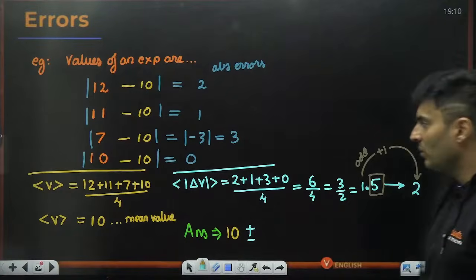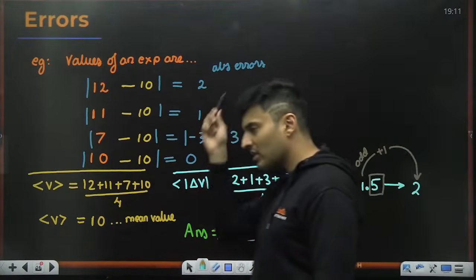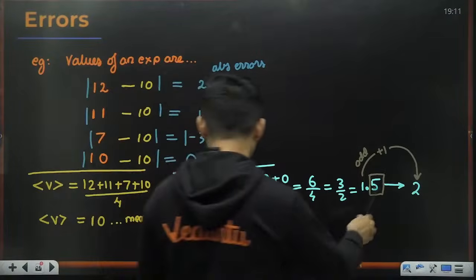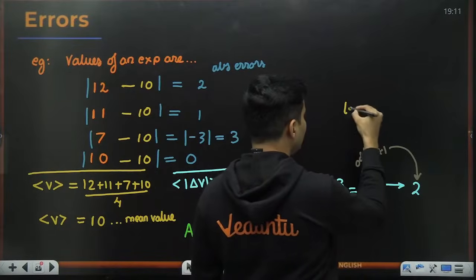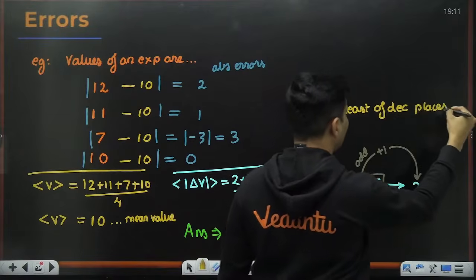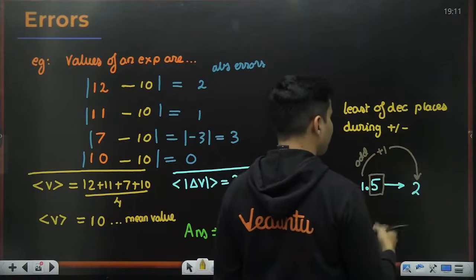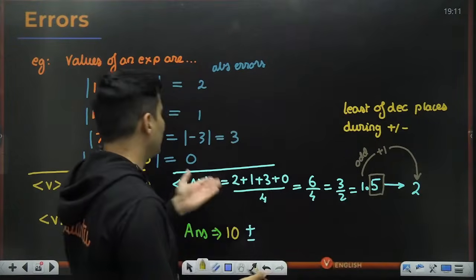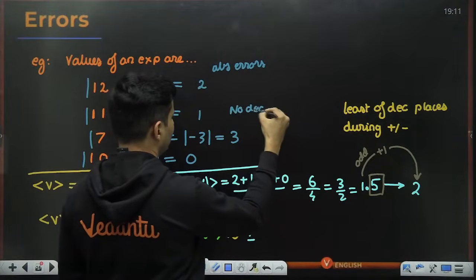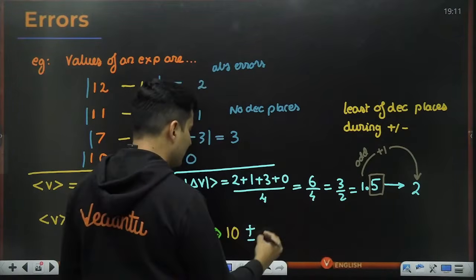Only the proper natural numbers or integers should be there. Decimal places cannot be there because they are not there in the measurements. In addition and subtraction, the least of the decimal places should be counted. So why was this rounding off done? Because of the least of the decimal places during addition or subtraction. Here there were no decimal places, so the final answer cannot have decimal places. Hence it will be 10 plus minus 2.